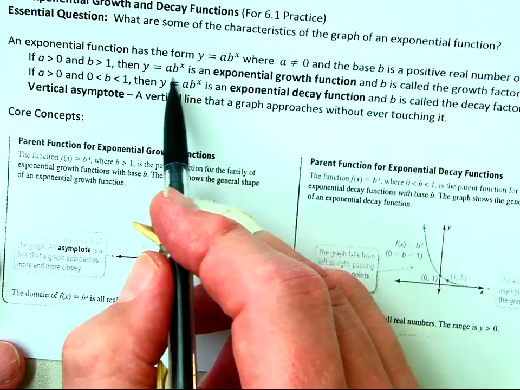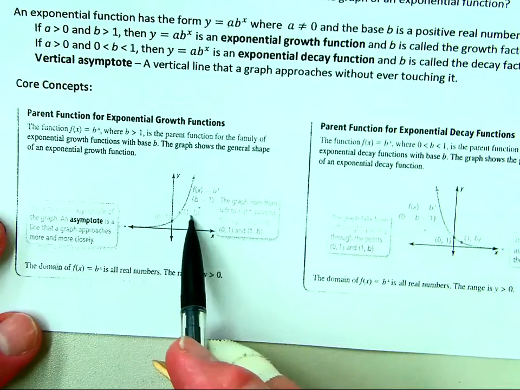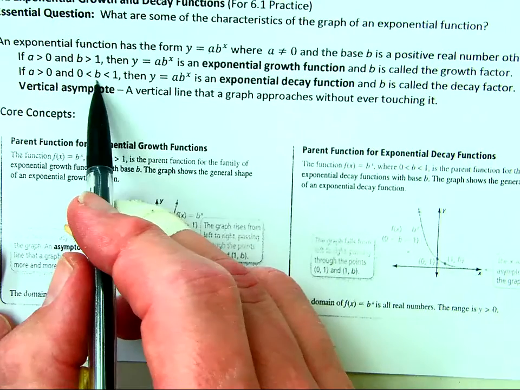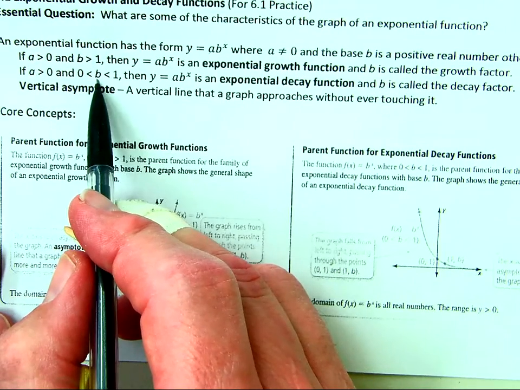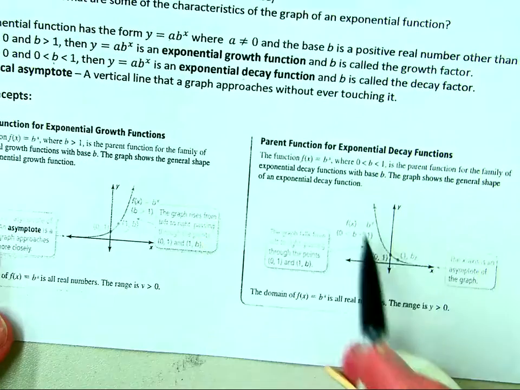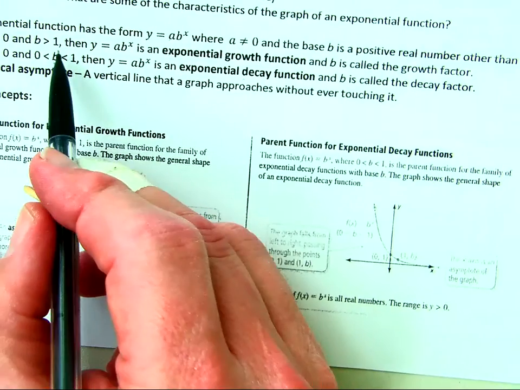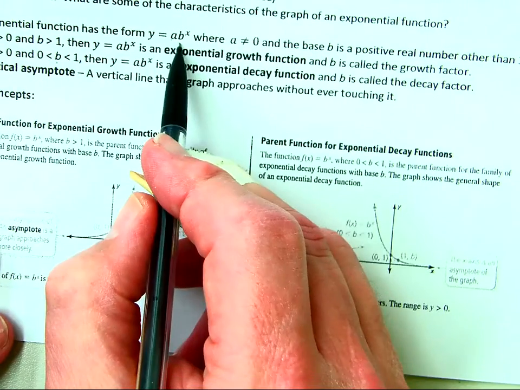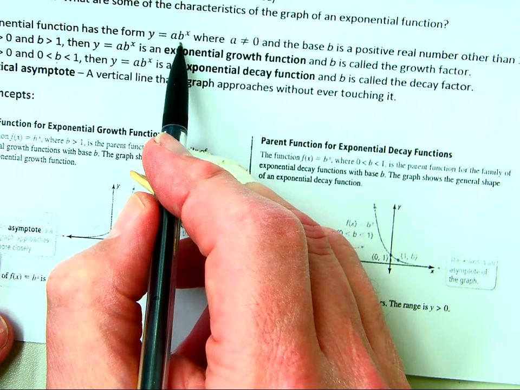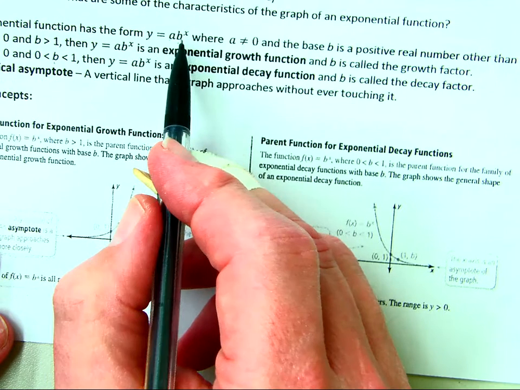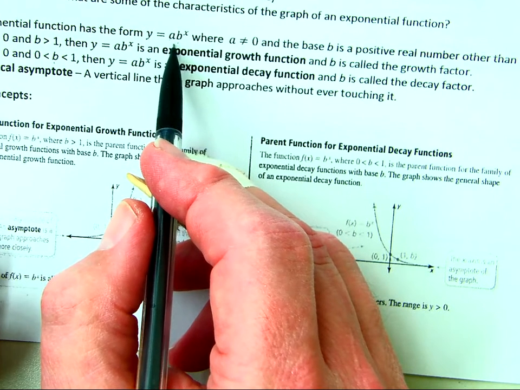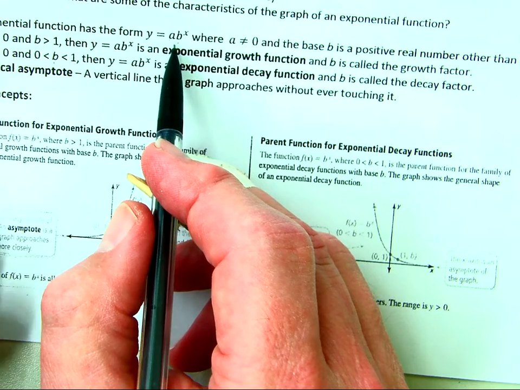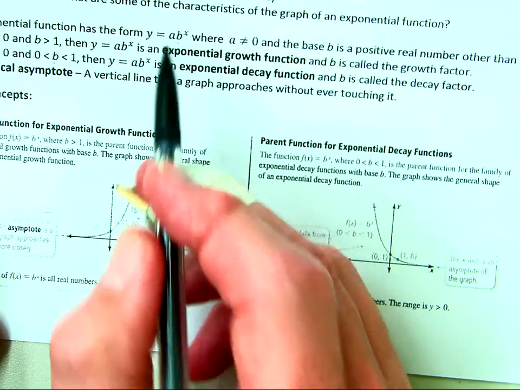If b is greater than 1, it's a growth function, so it looks like this one. If b is between 0 and 1, then it's a decay function, so it looks like this one. So if this number here is a whole number, 2, 5, 6, 4.2, whatever, it's exponential growth. If this is a decimal less than 1, like 0.8, or a fraction like 3/4 or anything like that, then it's a decay function.